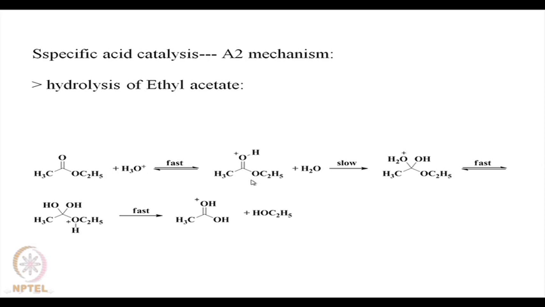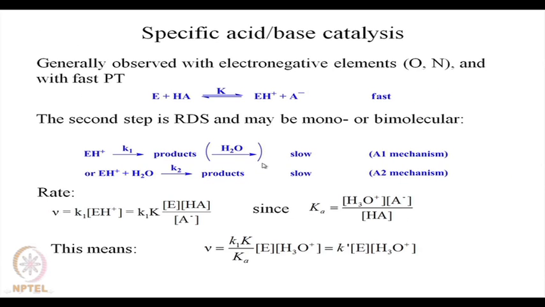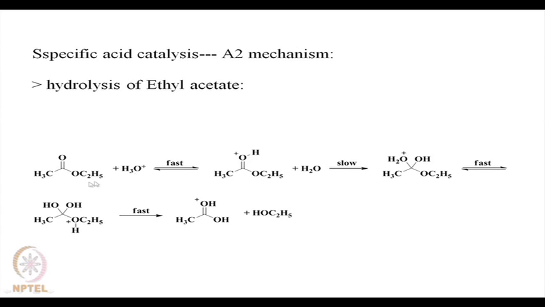A2 mechanism means it is a bimolecular one. See, here product formation with H2O is slow, and it is A2 mechanism. This is unimolecular, this is your bimolecular. So, we are now concentrating on bimolecular. You see that it is fast protonation followed by bimolecular slow decomposition. Okay. So, hydrolysis of ethyl acetate is of such kind.